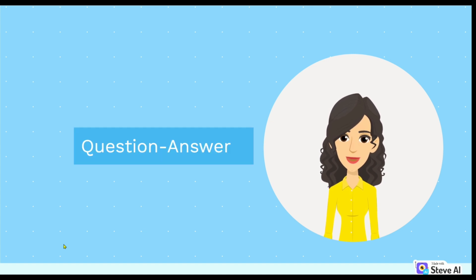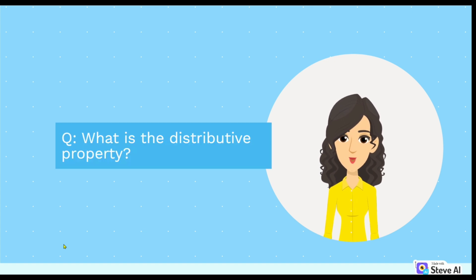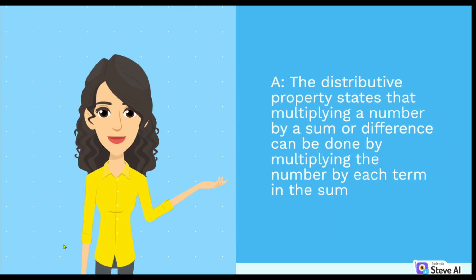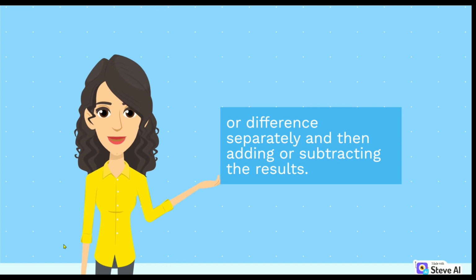Question answer. Q. What is the distributive property? A. The distributive property states that multiplying a number by a sum or difference can be done by multiplying the number by each term in the sum or difference separately and then adding or subtracting the results.